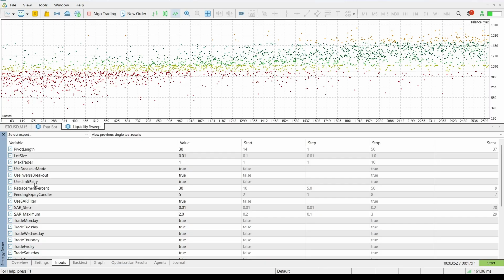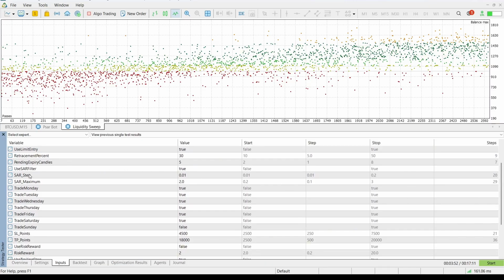It also has a limit entry, so a limit order entry if you want to use that, and it works off the retracement of the trigger candle. So you can set a 50% retracement. At the moment, this has got a 30% retracement on that candle. It's got pending expiry candles on that limit order. It uses the parabolic SAR for the entry.